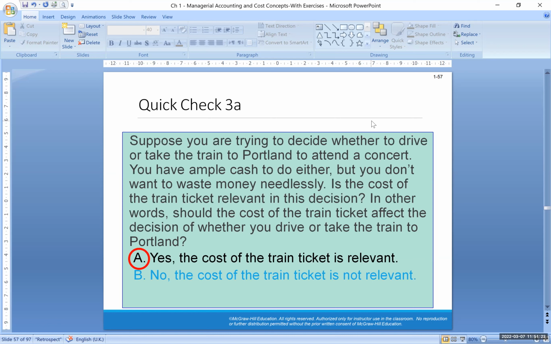Why? Because if, let's say, to drive is cheaper than the train ticket, maybe I will choose to drive, right? So the word relevant is important. If my decision is affected by this information, this will be relevant. If my decision is not affected by this information, it will be irrelevant. The train ticket price will affect my decision. Then I will say, yes, it is relevant because it affects my decision. So the cost of the train ticket is relevant for this decision.